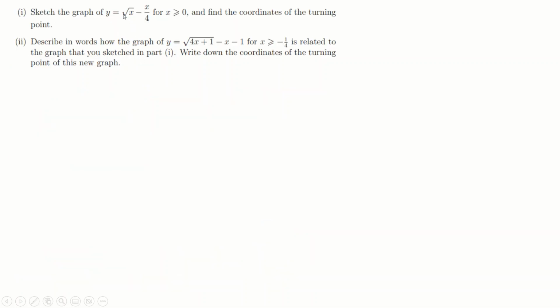Now, I know that root x looks kind of like this, and I know minus x over 4 is a line going downwards. The thing is, when x is very big, this is going to be the only term that matters. It's a bit like an x and an x squared term. The x squared massively beats out the x term. So as x gets really big, this graph here is just going to tend towards being whatever this is.